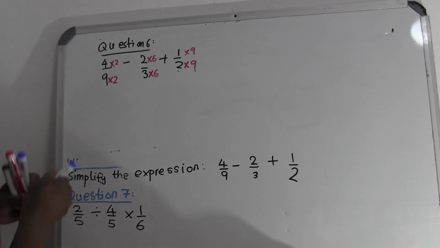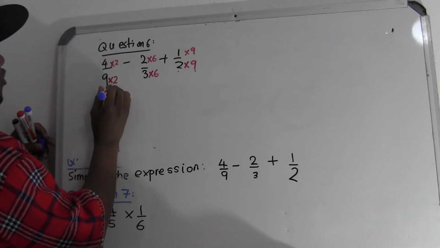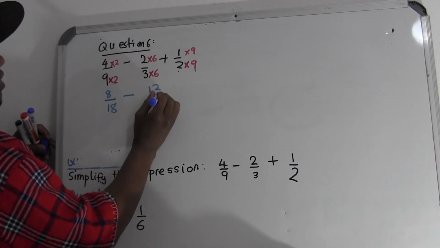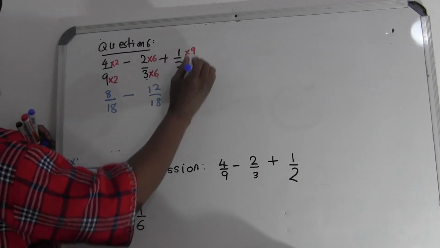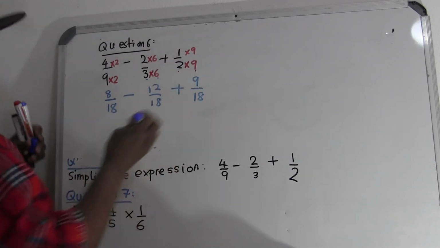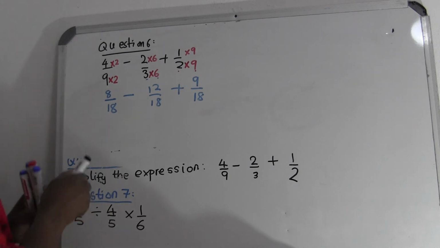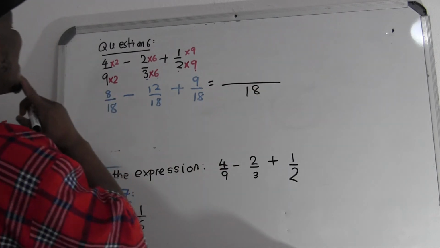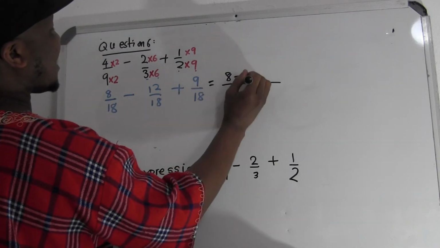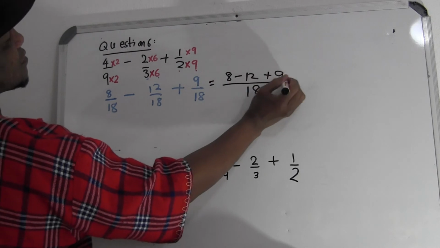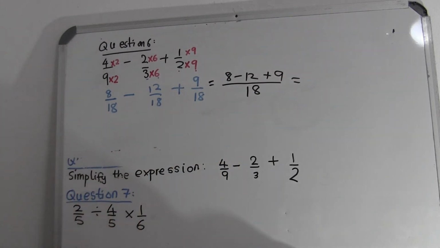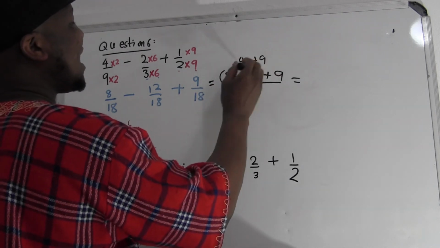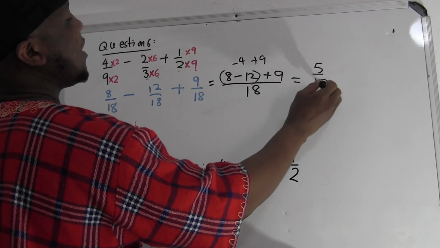So now I'm going to say 4 times 2 equals 8 over 18, minus 12 over 18, plus 1 times 9 is 9, 2 times 9 equals 18. Oh, so we have the same common denominator. So our denominator is 18, and the numerator is 8 minus 12, plus 9. 8 minus 12 equals negative 4.